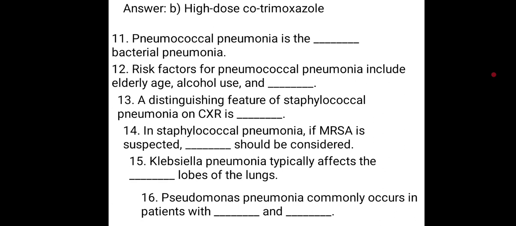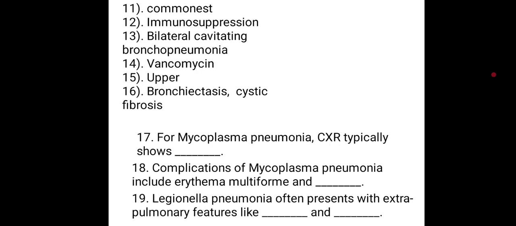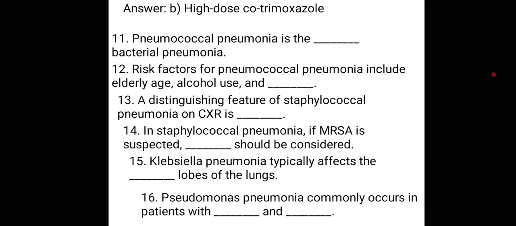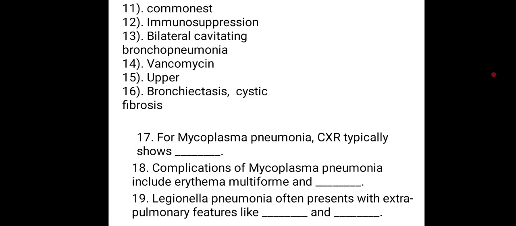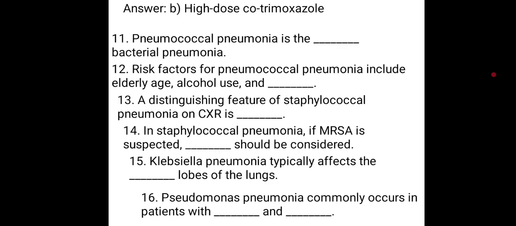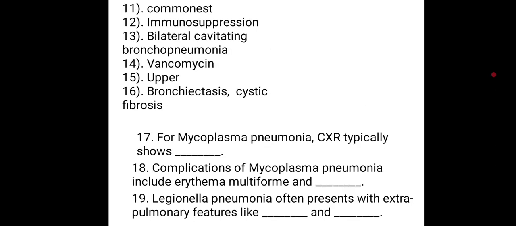15. Klebsiella pneumonia typically affects upper lobes, and they are resistant to drugs, and you have to add two other drugs, but I won't tell you. 16. Pseudomonas pneumonia commonly occurs in patients with bronchiectasis and cystic fibrosis. So, Pseudomonas pneumonia occurs in patients that have bronchiectasis and cystic fibrosis.